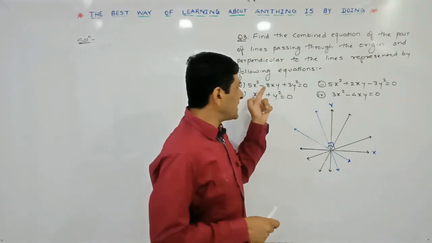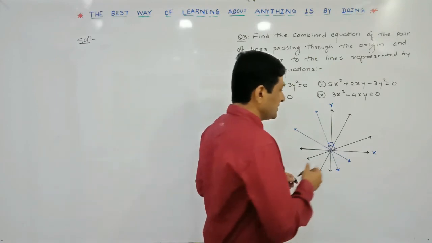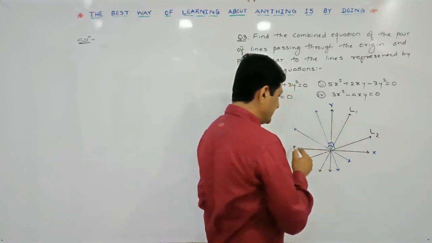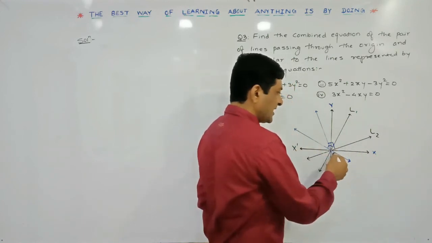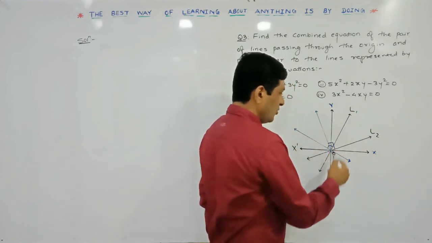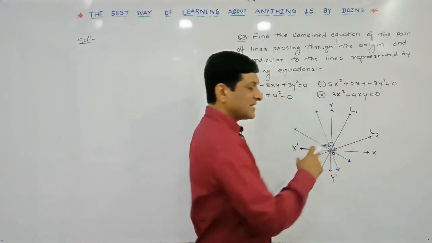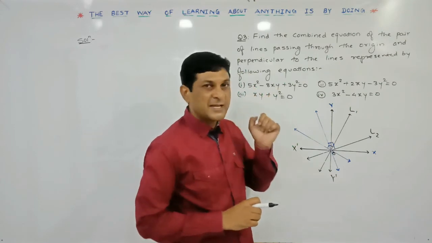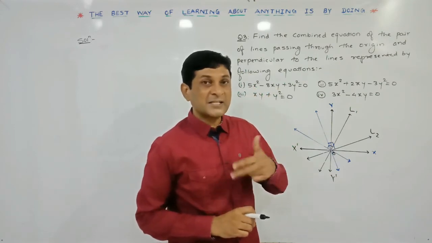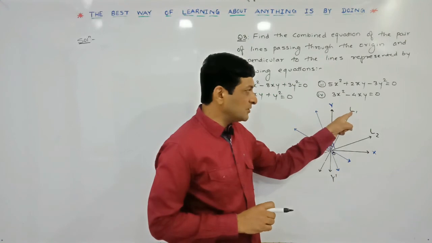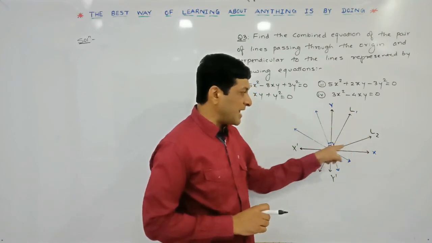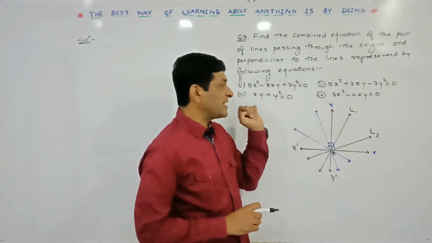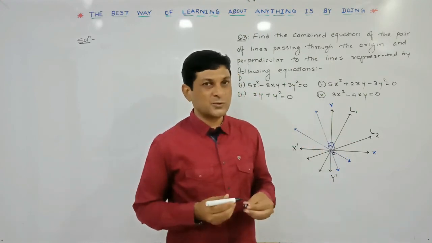Now let us suppose that the lines represented by this homogeneous equation are, say, L1 and L2. Here we have considered the x-axis X'OX and the y-axis Y'OY. These are the x-axis and y-axis, and this is nothing but the origin. We know that the line represented by this homogeneous equation passes through the origin. So let us denote the first line by L1 and the second line by L2. These L1 and L2 are lines represented by this homogeneous equation which pass through the origin.